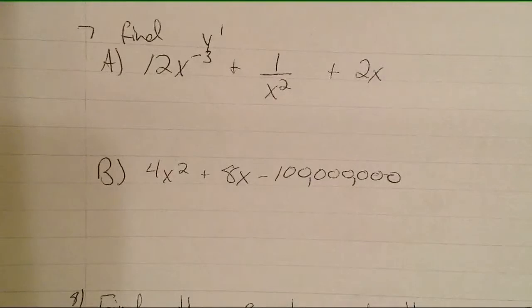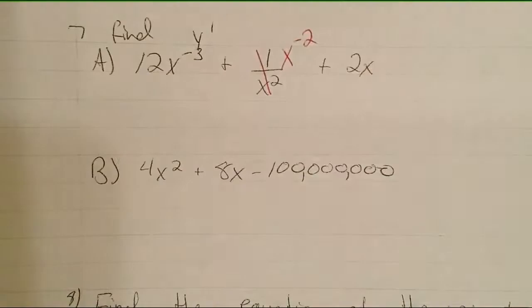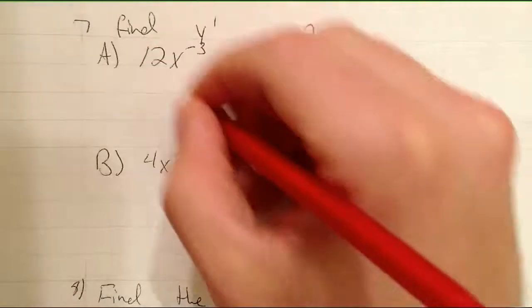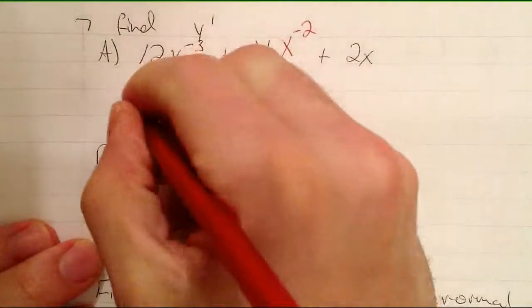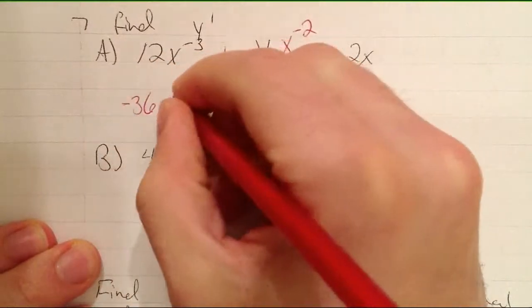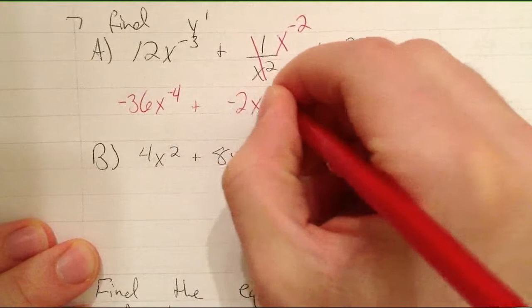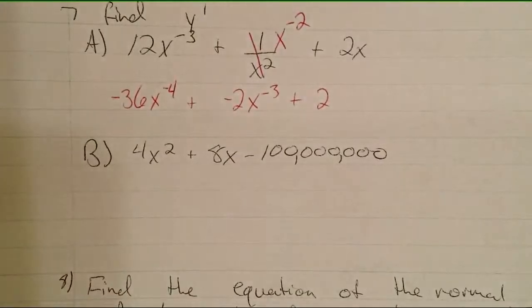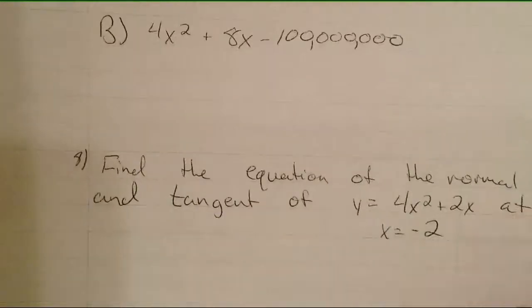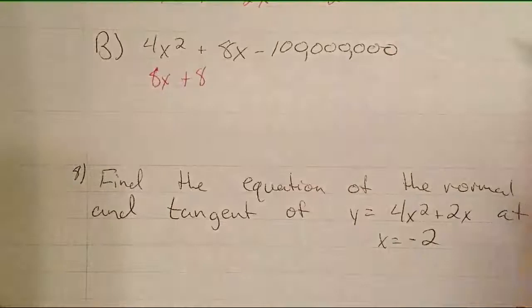Find y prime of this beast. Okay, first thing I'm going to do is convert this to x to the negative 2. Because now we just make this negative 3 times 12. It's negative 36. Negative 3 minus 1 is negative 4. Plus negative 2x to the negative 3. Plus 2. Bring negative 2 out front, subtract 1 from it, you get negative 3. Oh, this beast is easy. 8x plus 8. That goes away.